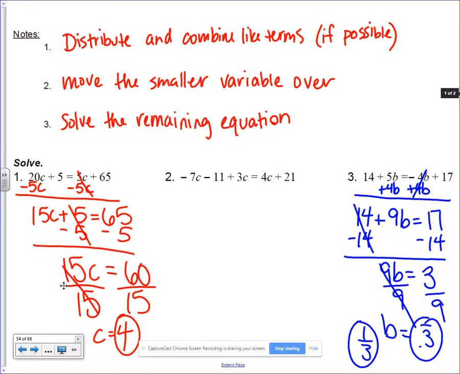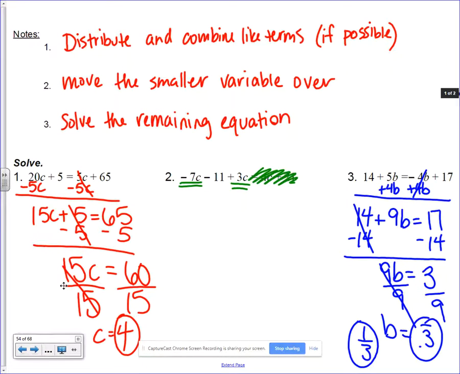Do you have any distributing to do? I don't have distributing to do. I don't see any parentheses, do you? No. You are correct, Dalton. Look at only the left, folks. Is there anything that can be combined? Does everybody see these C's? Yes. Do you agree that they are on the same side together? They are. So you just put them together.